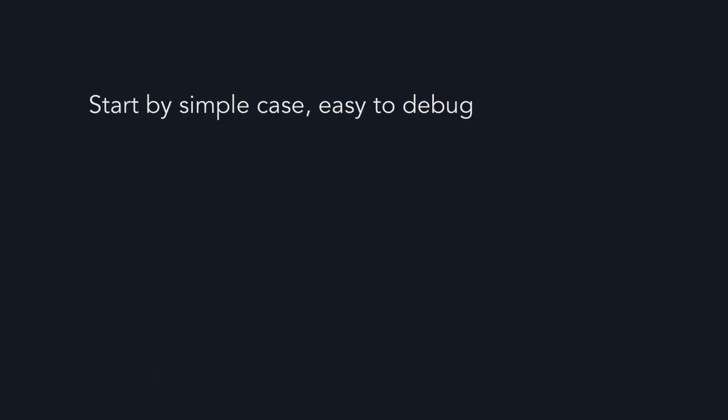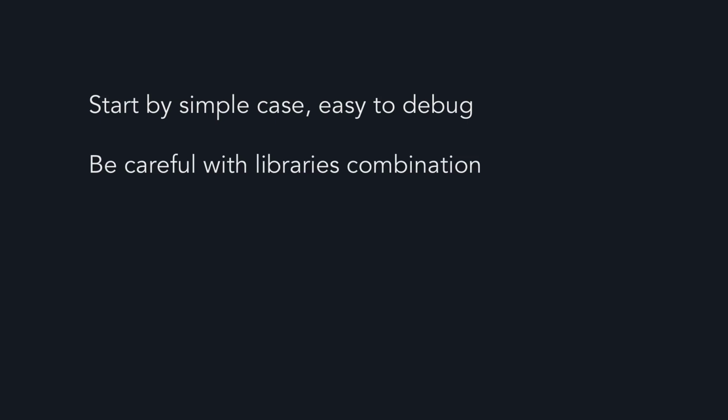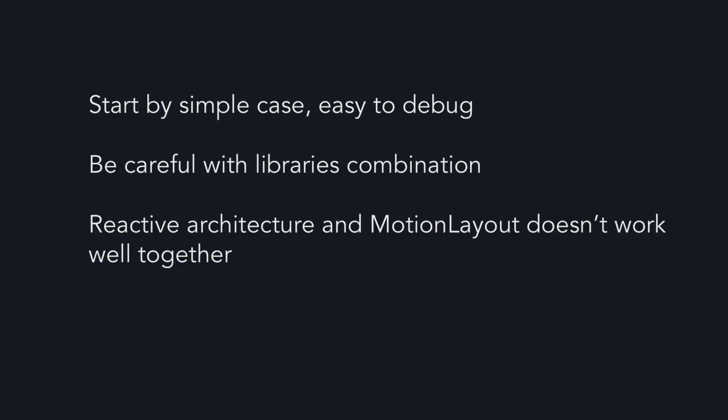If I can recommend, start with a simple case, not like me, not with a project like Disney+. Be careful with the different libraries you use. The bugs don't necessarily come from the last one you added. Reactive architecture and motion layout don't work well together for us, but we are trying to improve it, and when it is improved, we can maybe think about reintroducing some motion layout on mobile. And try it, because I'm convinced of the potential of motion layout and can't wait to try again and reintroduce some cool animations with it on Disney+.